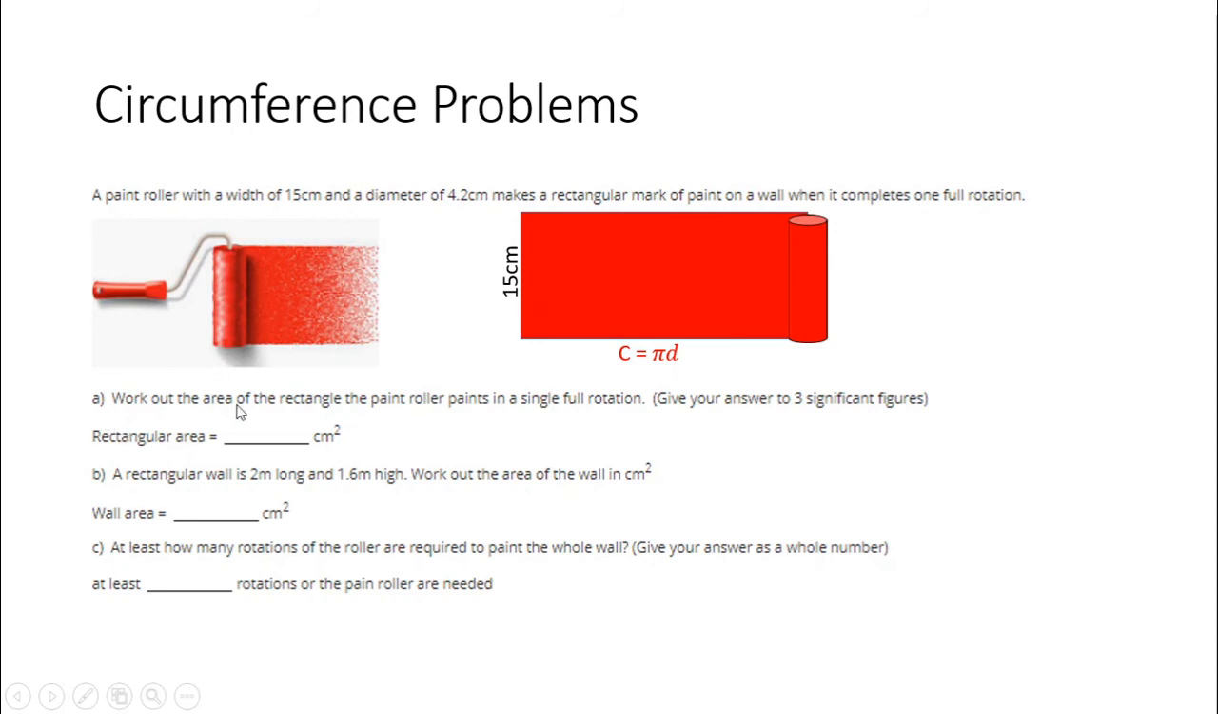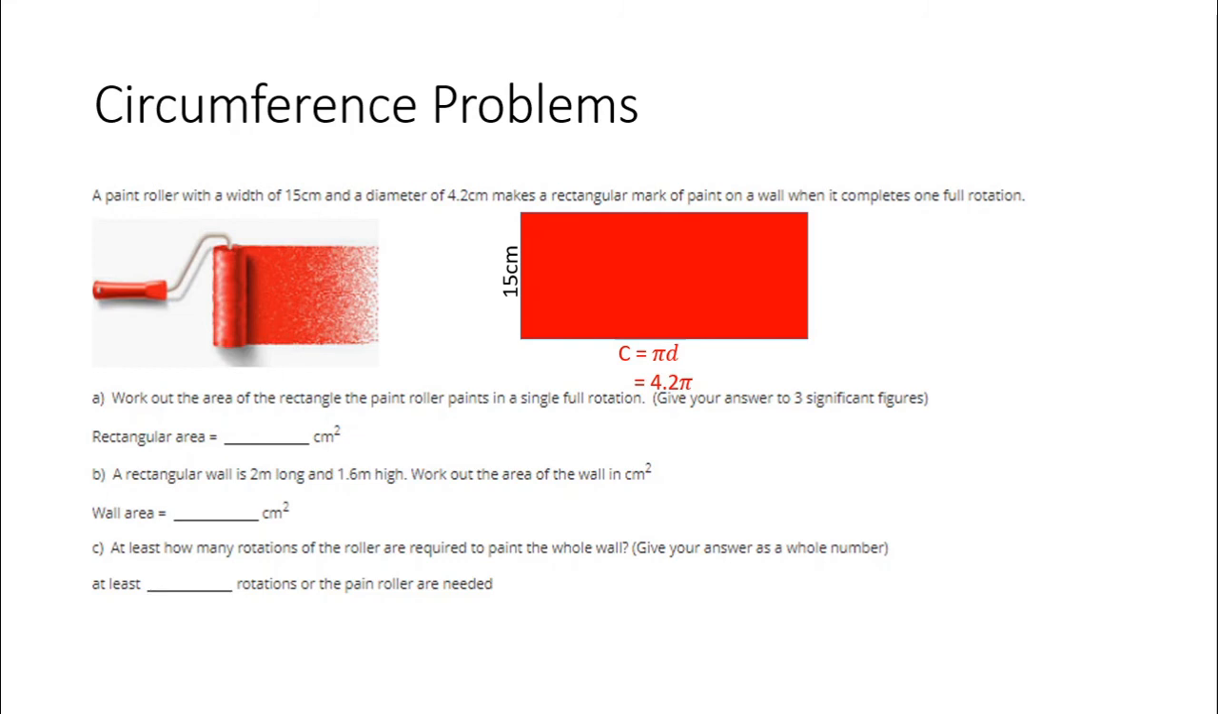Now work out the area of the rectangle the paint roller paints in a single full rotation. So this area here, that's going to be 15 times the circumference of the roller. So let's work out the circumference of the roller first, and then we can work out the area of that rectangle. The circumference of the roller is going to be pi times diameter. The diameter we were given was 4.2 centimeters, so that's pi times 4.2, or simply 4.2 pi.